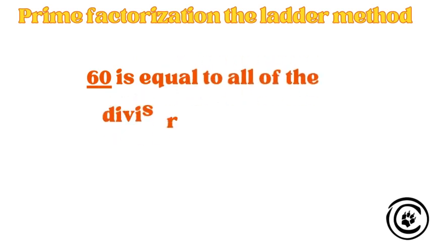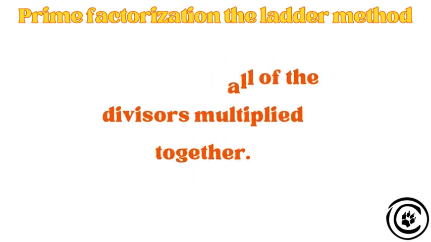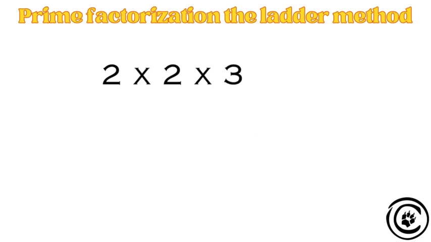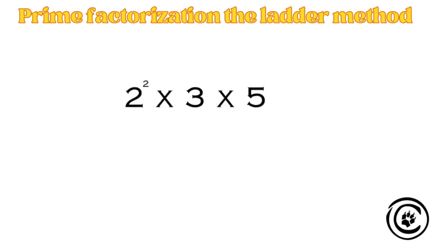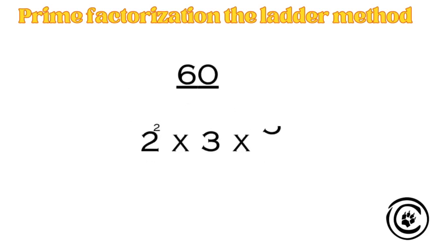60 is equal to all of the divisors multiplied together, which is 2 times 2 times 3 times 5, which is the same as 2 squared times 3 times 5. So the prime factorization of 60 is 2 squared times 3 times 5.